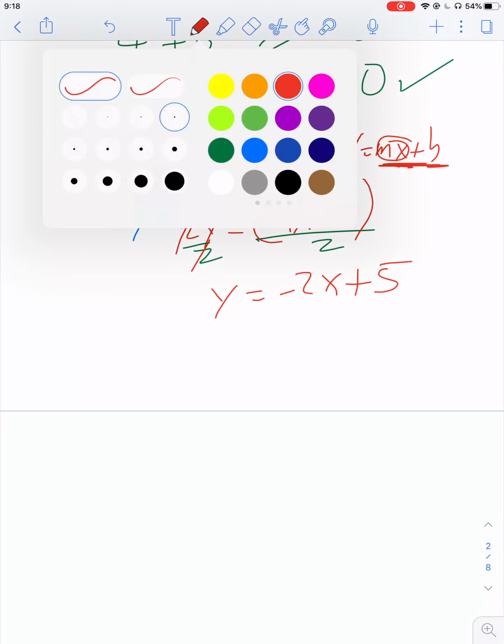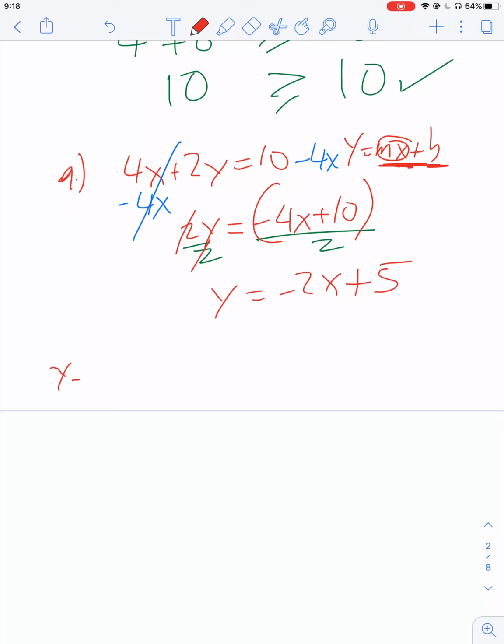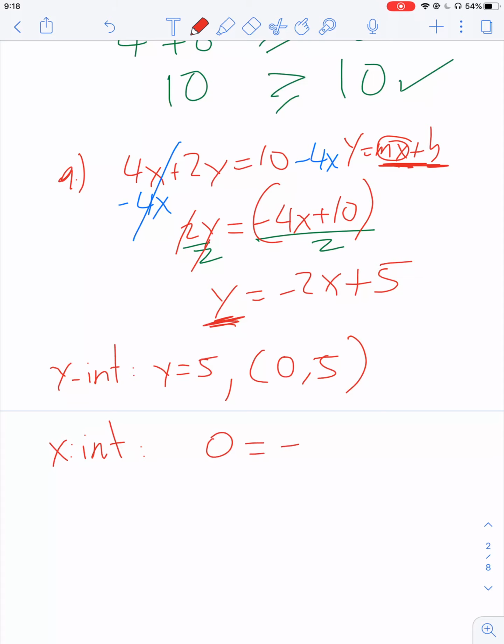So the y-intercept is y equals 5, using this fact. That's the point when x is 0, so the coordinate is this. Okay, that's easy. Now let's find the x-intercept. The x-intercept happens when y equals 0, so I'm going to replace this y by 0, and then just solve for x.